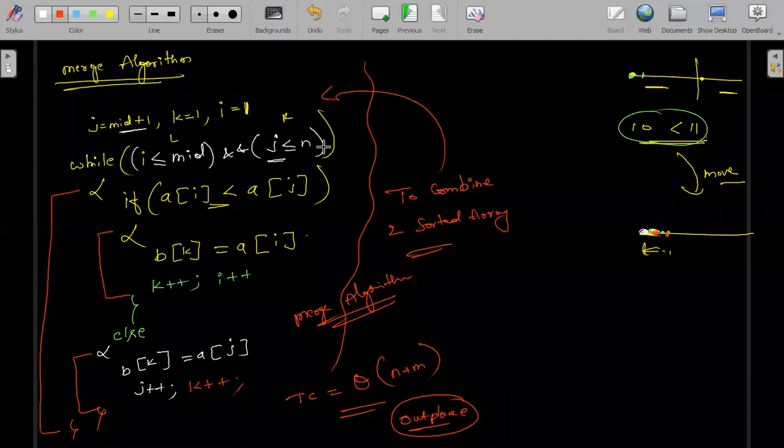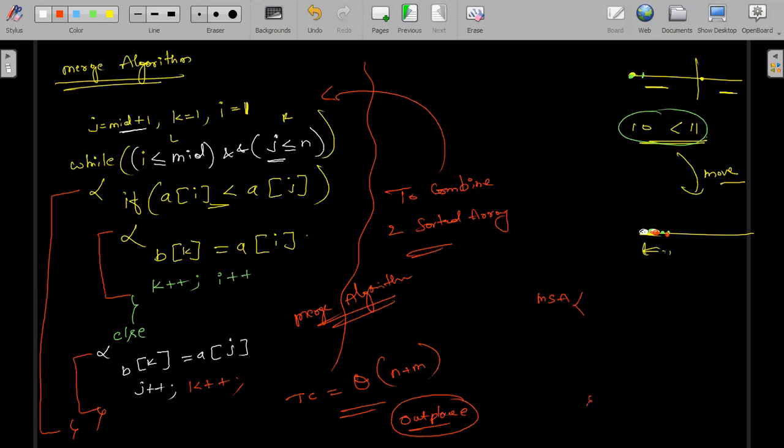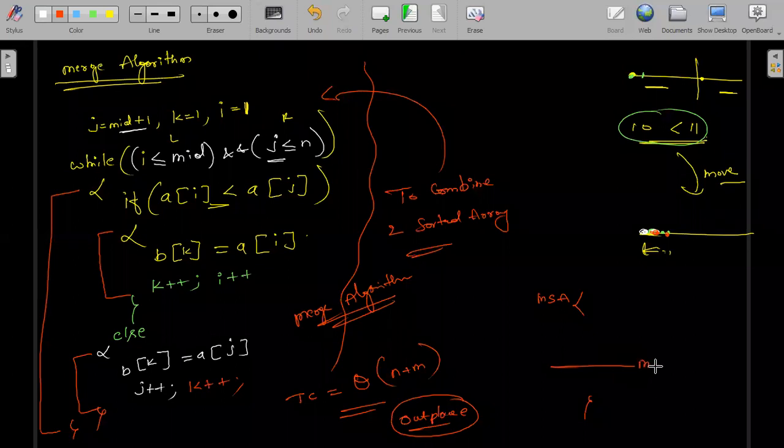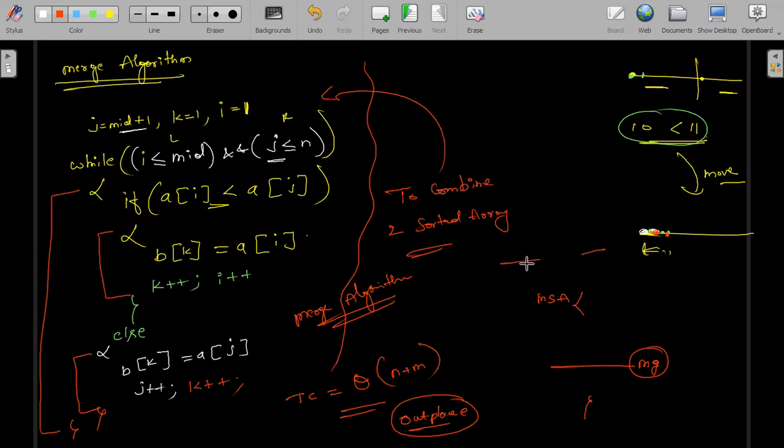The reason is, we have an algorithm, the merge sort algorithm. Inside the merge sort algorithm, I am applying one algorithm called the merge algorithm. So this is actually a function. The merge algorithm is a function. Using this function, I am sorting the two sorted arrays. Yes or not?